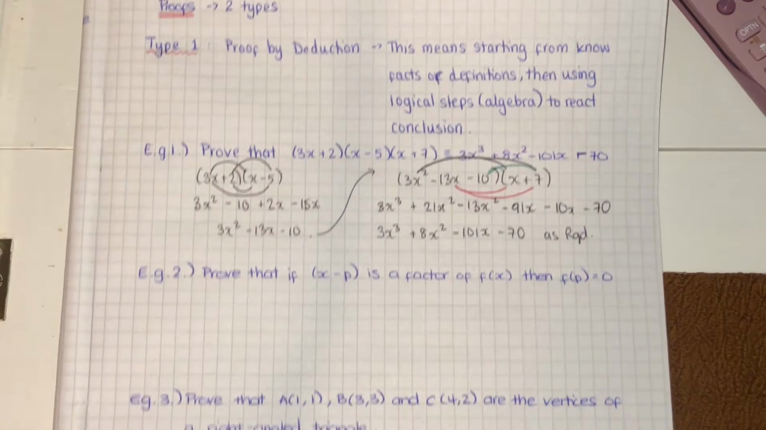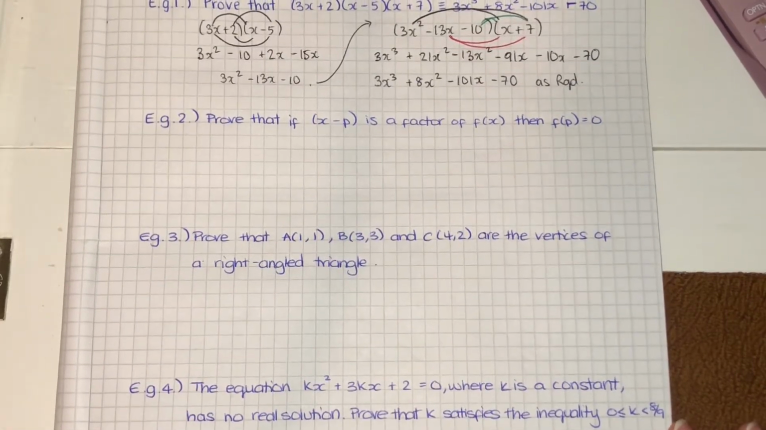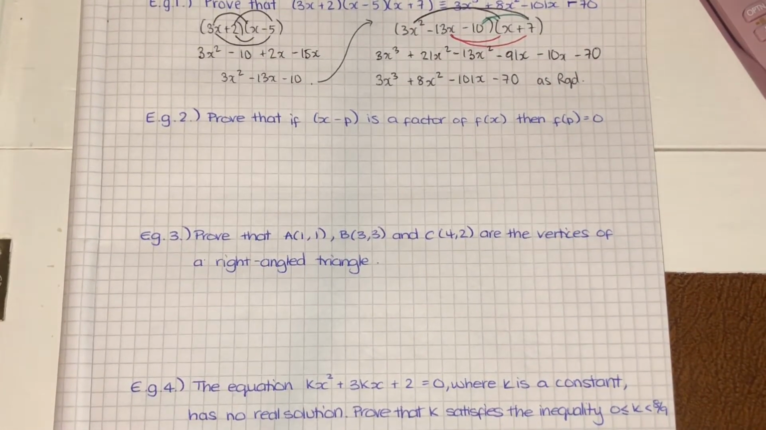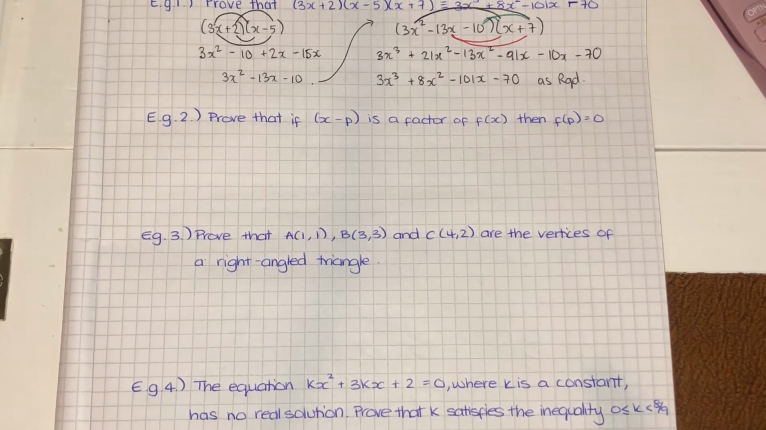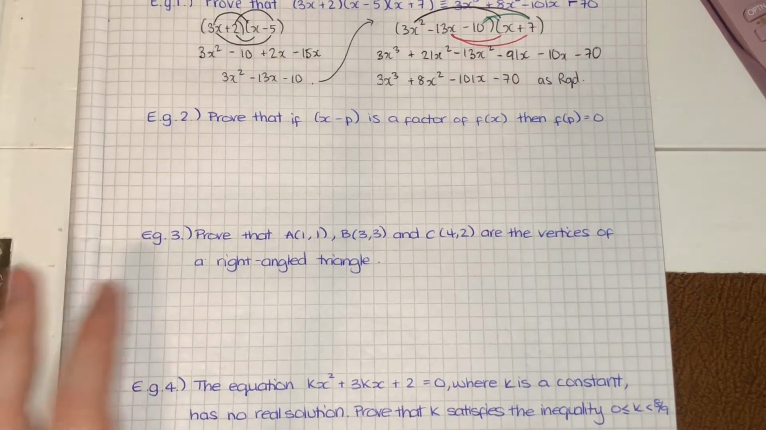Okay, so moving on to EG2. Now this is a bit of an odd one. This is one of the rules that you get told, that if this is a factor, it's equal to this. We've actually now got to go even further back and prove why that is the case.